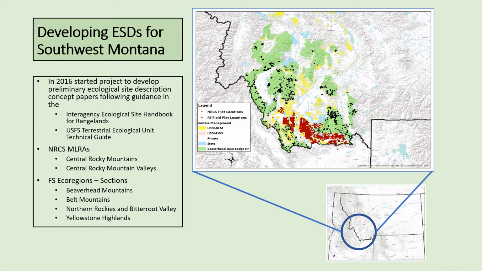Here's a location map for Southwest Montana showing the locations for our data. The red dots are NRCS sampling sites and the black dots are Forest Service sampling sites. We're using guidance from the Interagency Handbook for Rangelands and the U.S. Forest Service Terrestrial Ecological Unit Technical Guide to develop our preliminary ecological site description concept papers.